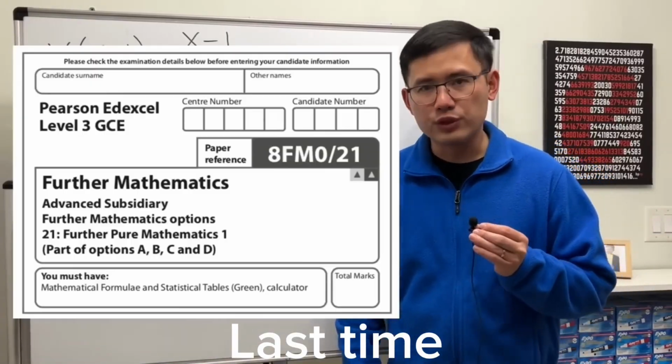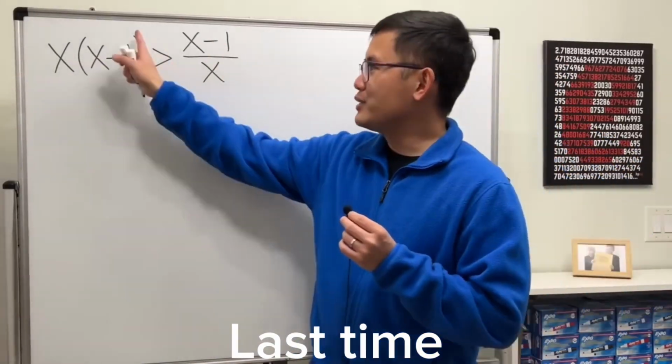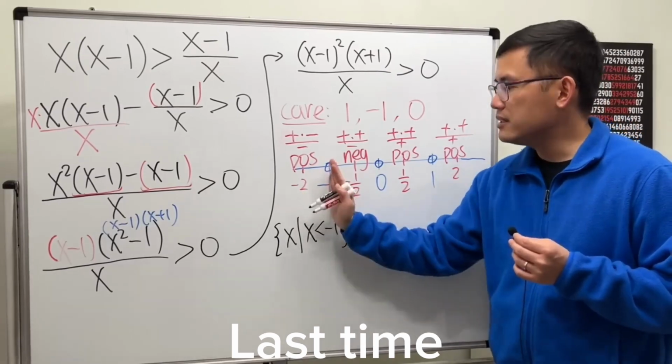So last time I showed you guys this A-level inequality, but many of you guys told me this is not the A-level way to do it.